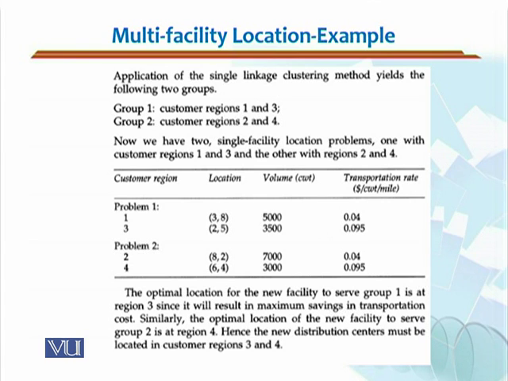For that, you have to look at the rectilinear location model, which is essentially a single location model. You can verify that in problem 1, region 3 would be optimal in terms of minimizing transportation cost, because the transportation cost would be lower for region 3. And similarly for problem 2, you can verify that region 4 is more attractive for locating the new facility because of an overall lower transportation cost. So the distribution centers must be located in customer regions 3 and 4. You need to verify the solution.